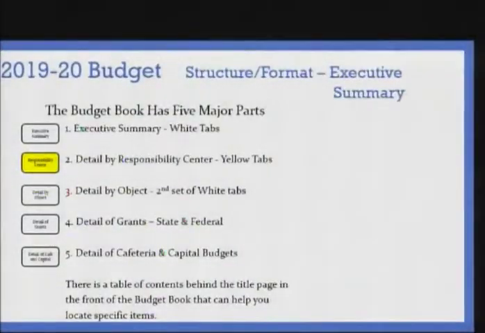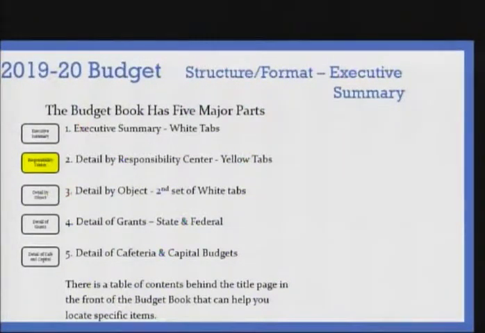The budget book itself has many different parts to it. The 5 major parts are the executive summary, which will be located in the white tabs. The yellow tabs of the budget are detailed by responsibility center. Those are the yellow tabs. We break down detail by detail, or at least detail by object, in the second set of white tabs in the back of the book.